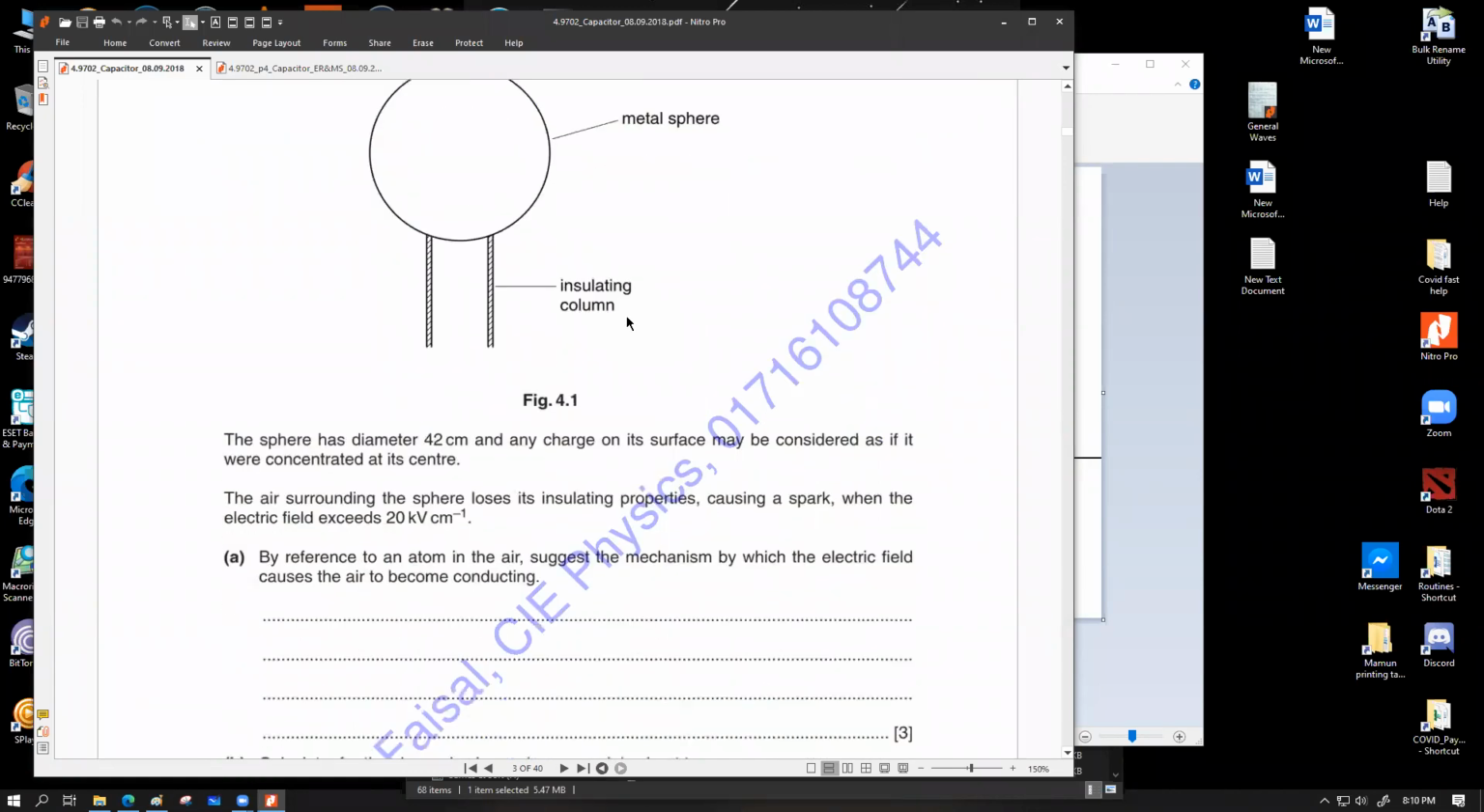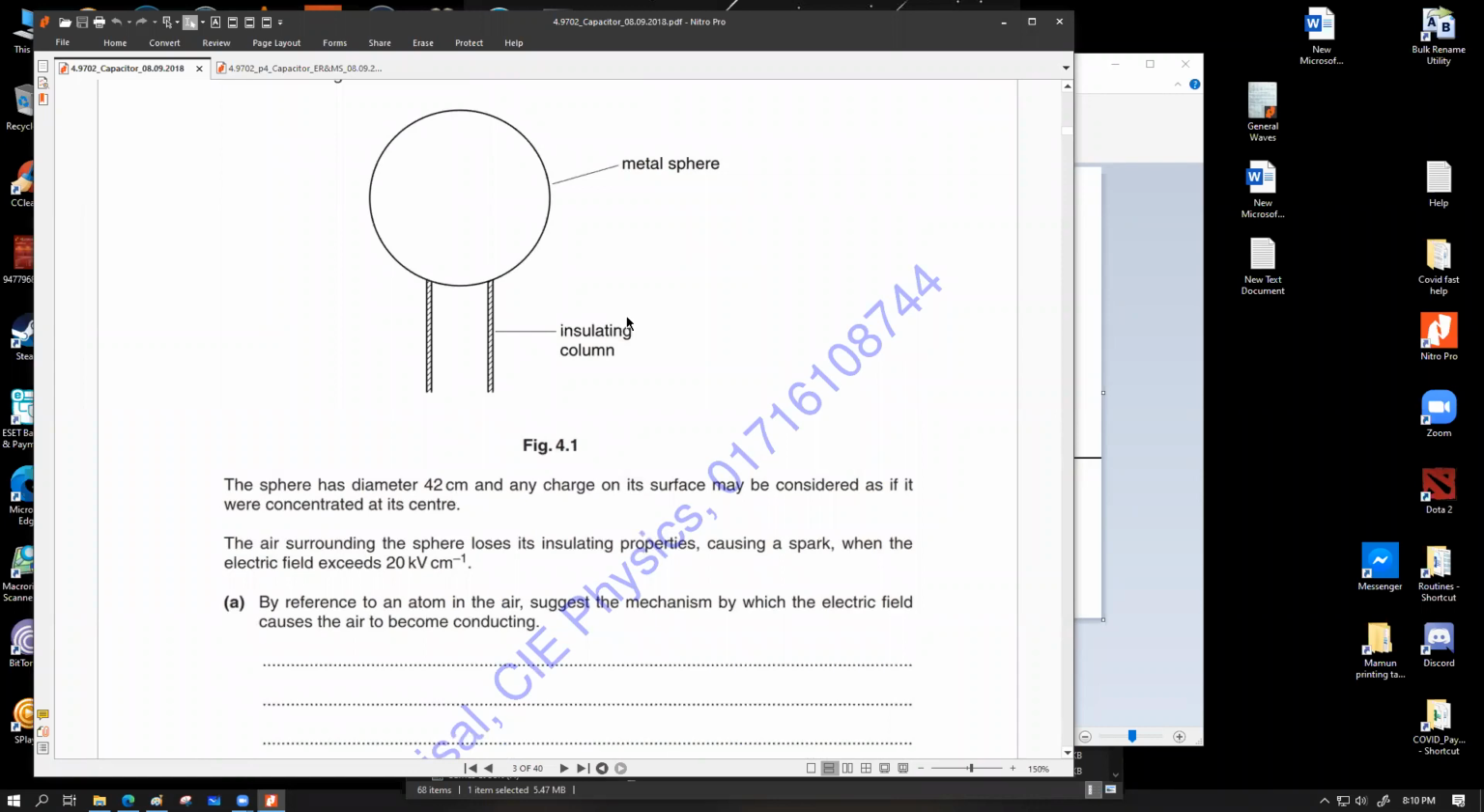Go ahead. Sir, it's not like that I couldn't do it. I'm just a bit confused about 2A. It says suggest the mechanism by which the field causes the air to become conductive.